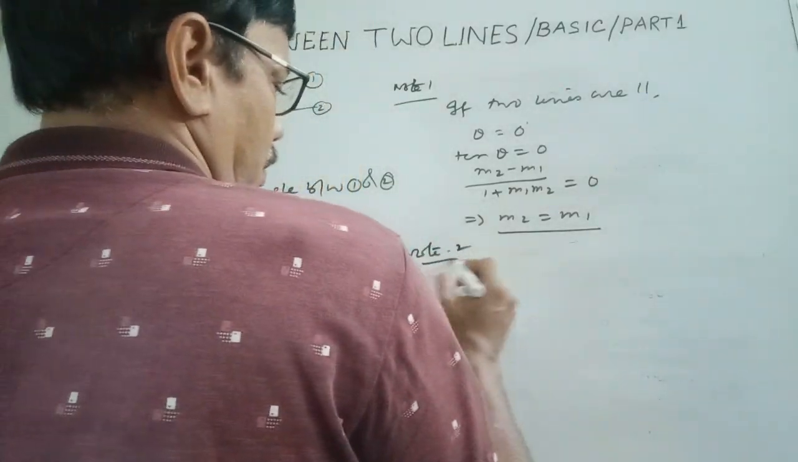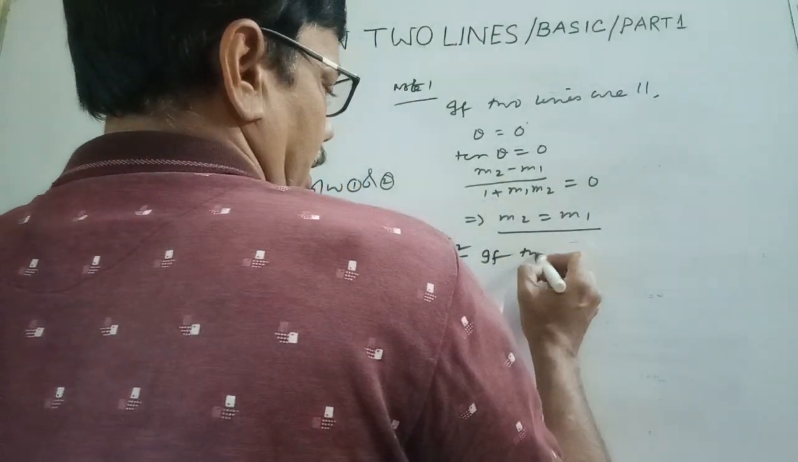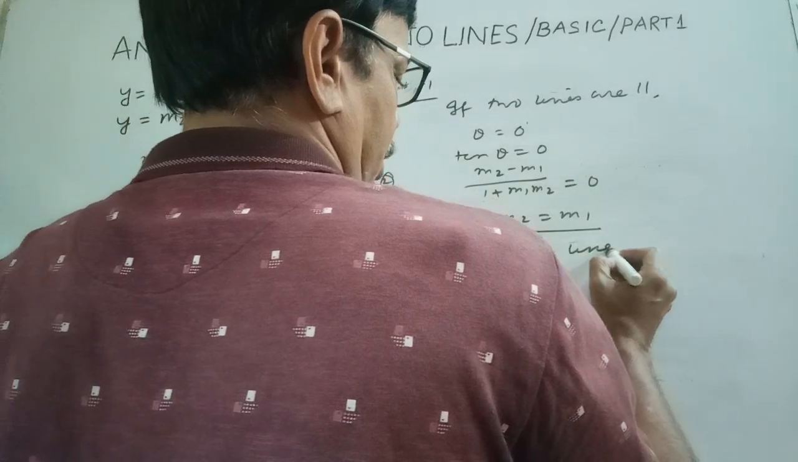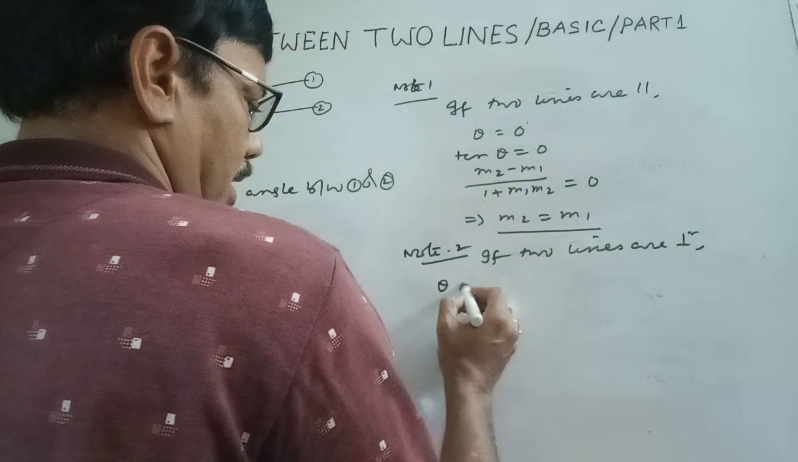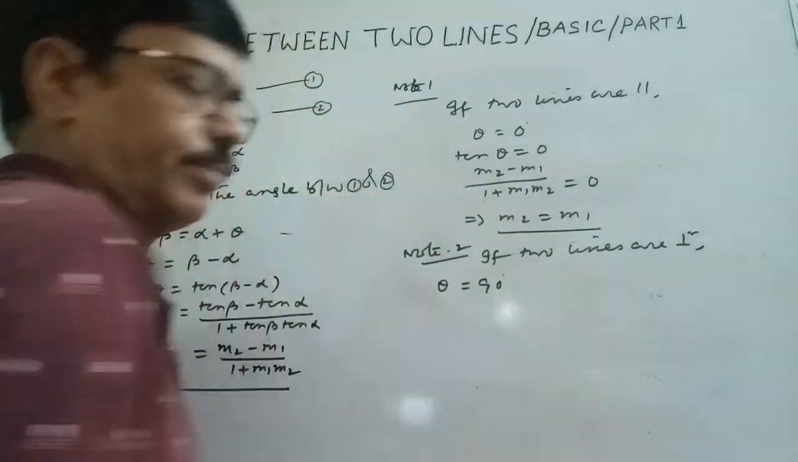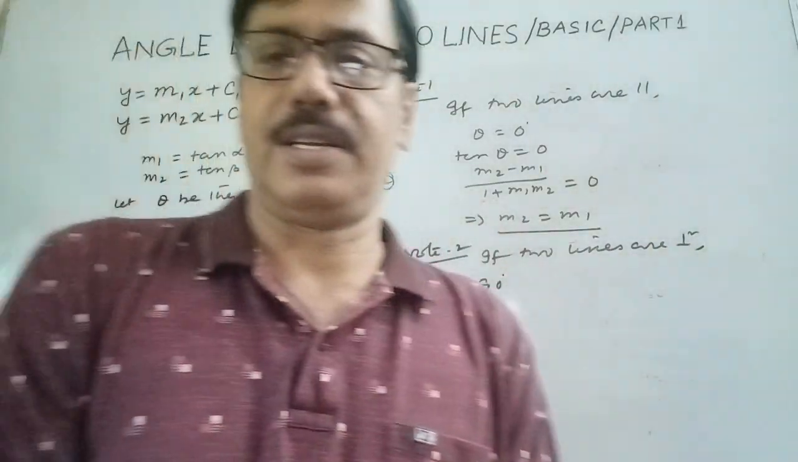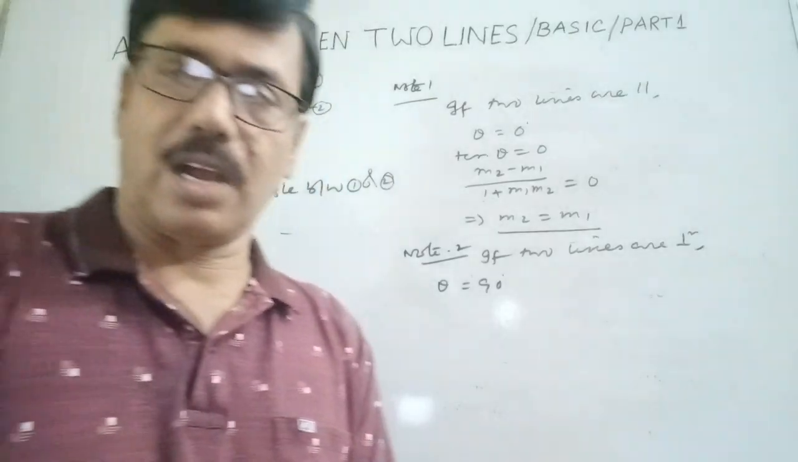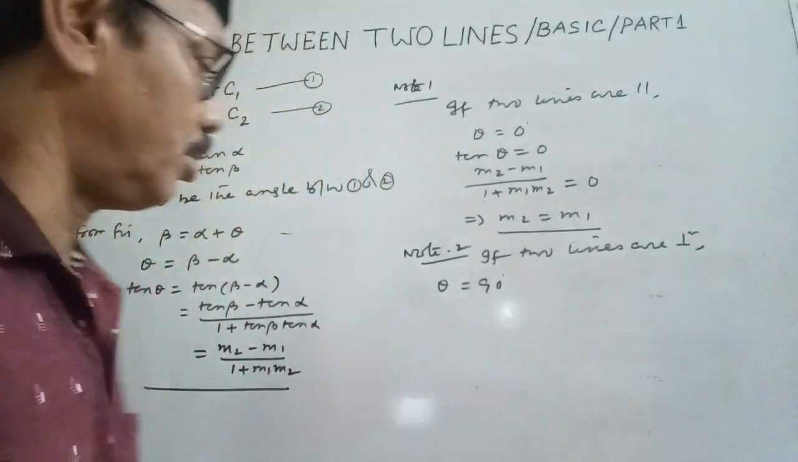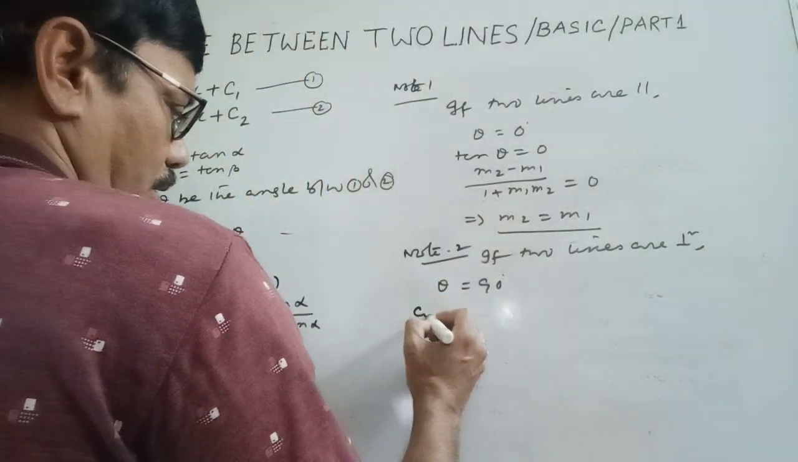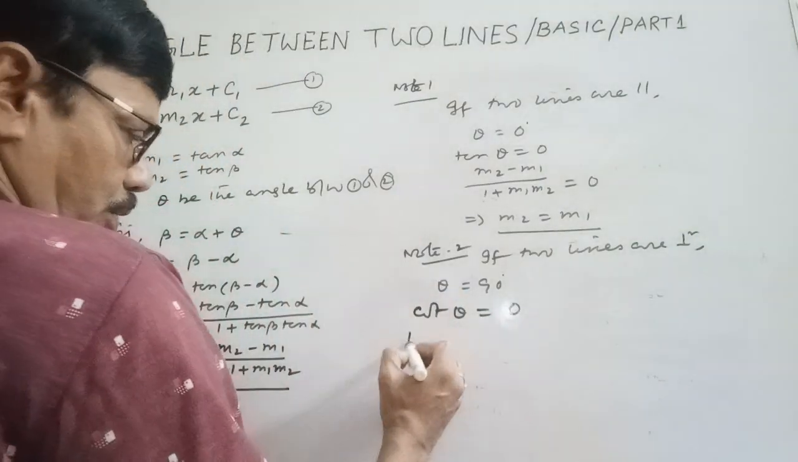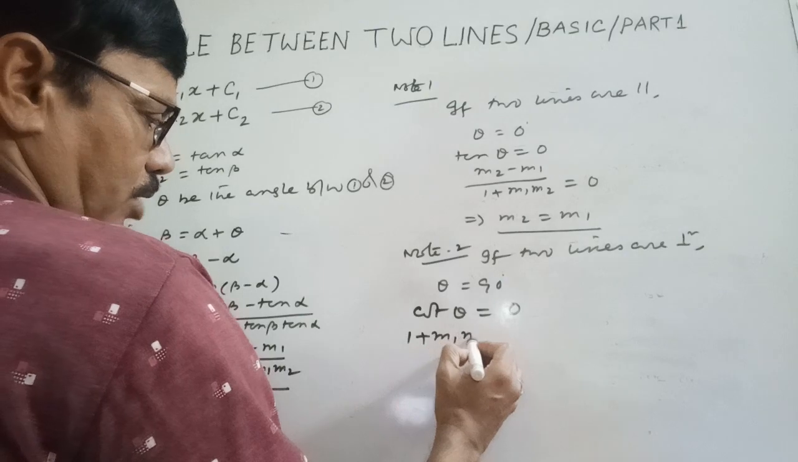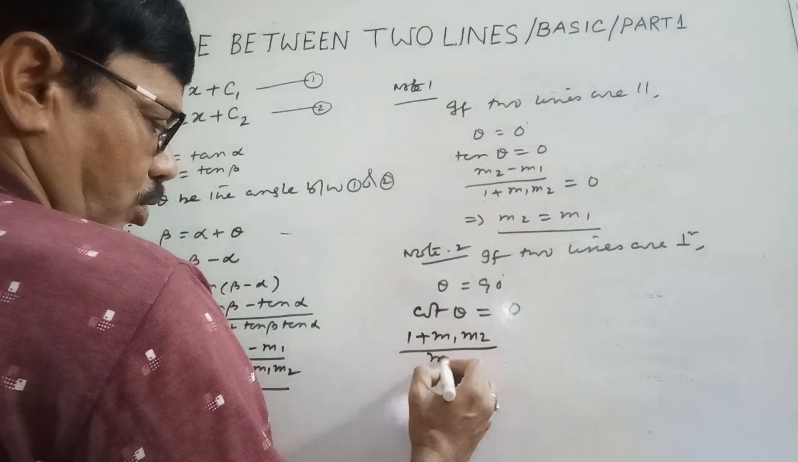If two lines are perpendicular, then theta equals 90. Now what is tan 90? Tan 90 is undefined, so we avoid it. So what is cot theta? Cot theta is 0. So the formula of cot theta is the reciprocal, 1 plus m1 m2 over m2 minus m1.